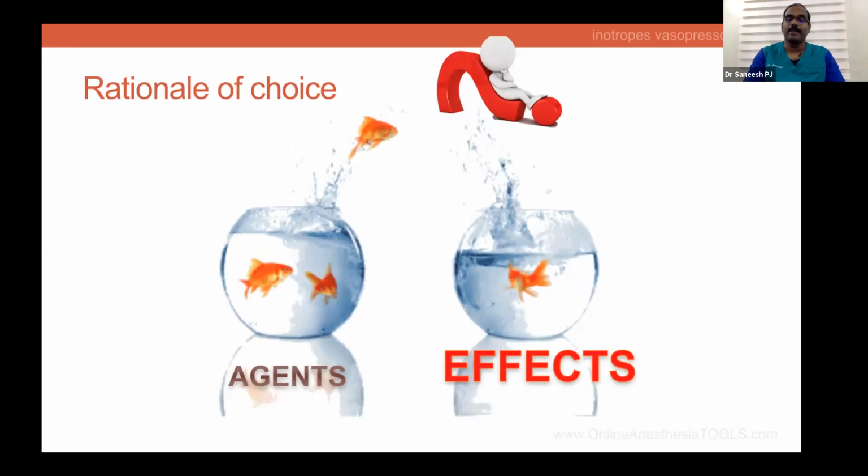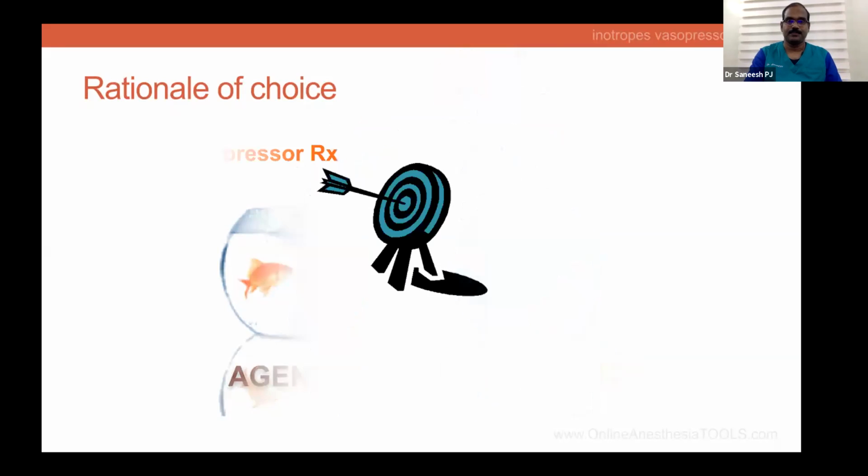So your choice will be something like vasopressin, phenylephrine, or norepinephrine. The choice between these agents will be largely evidence-based. There is nothing much to choose. If you don't have one drug, forget about it. You can use the nearest possible choice.